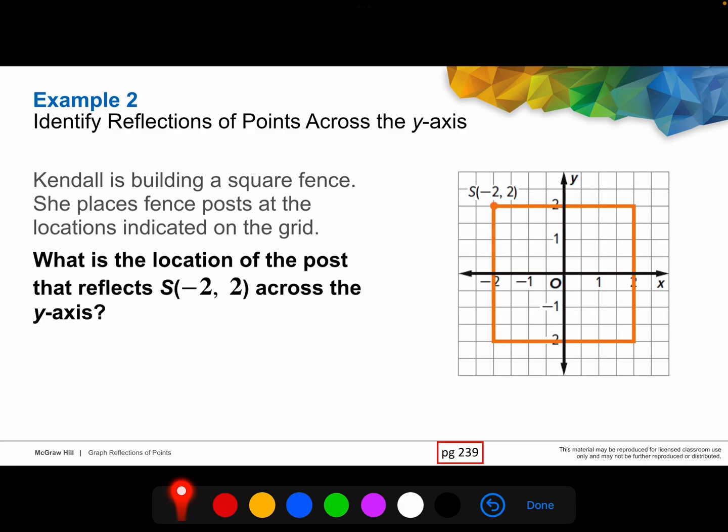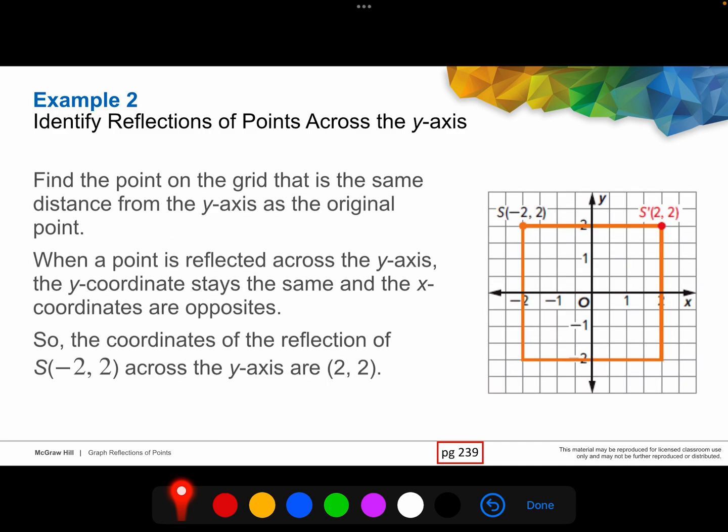All right, let's take a look at example 2. We want to find the point on the grid that is the same distance from the y-axis as the original point. So when a point is reflected across the y-axis, we know that the y-coordinate is going to stay the same. The x-coordinate is going to become the opposite.